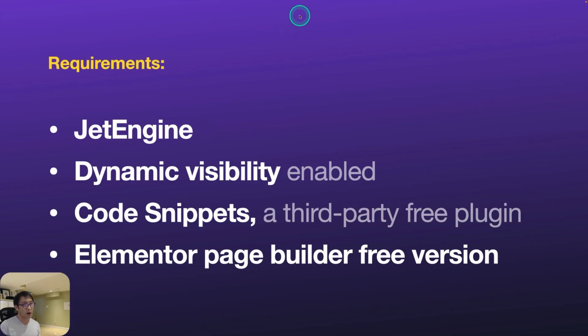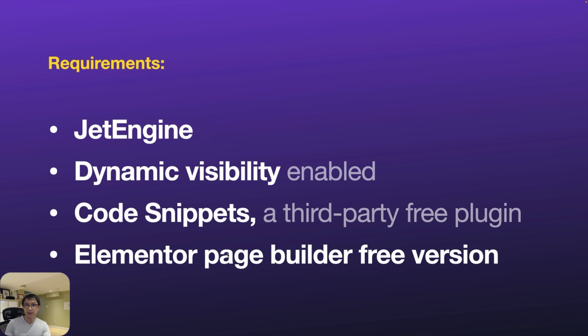So here's the requirements for today. You need JetEngine plugin, and the dynamic visibility has to be enabled, and the code snippets. So this is a third-party free plugin, and Elementor page builder free version. So that's all you need.